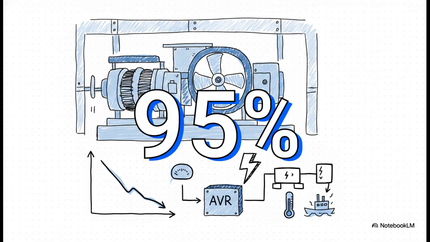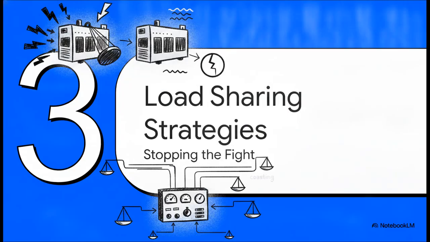Well, if the generator is spinning too slowly, but is still heavily excited trying to prop up the voltage, it will rapidly overheat. So this 95% rule intentionally sacrifices a little bit of voltage just to save the physical machine from burning itself up. All right, Section 3, load sharing strategies.